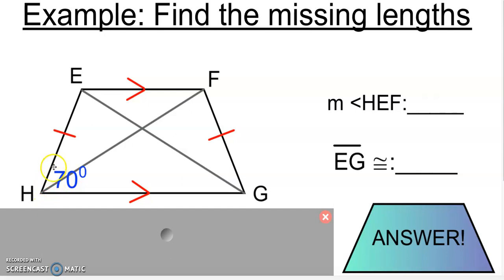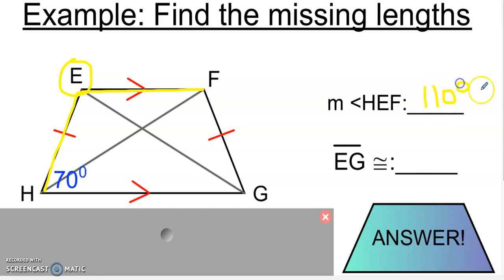To find the measure of angle HEF, which is this angle right here, that is going to be kind of like alternate interior angles, because they do have parallel sides here, and alternate interior angles are going to be supplementary. So this angle is going to be supplementary with angle H. So the measure of angle HEF, this yellow angle here, is going to be 180 minus 70 degrees. So this is going to be 110 degrees.